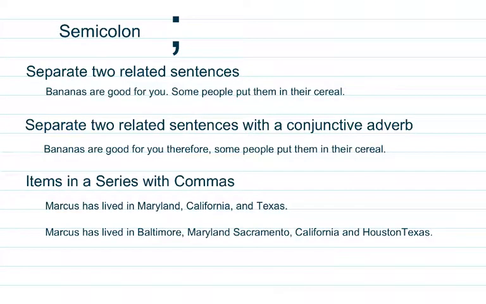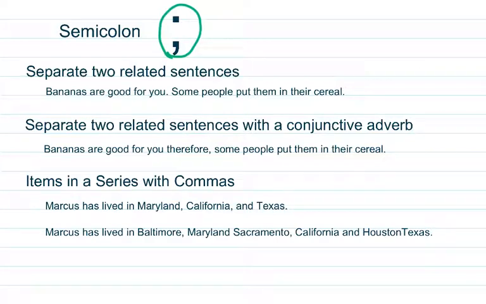So next we're going to talk about the semicolon. And this is the semicolon right here. A dot on top of a comma. Okay? It looks very similar to the colon, but it has a little piece of difference there.